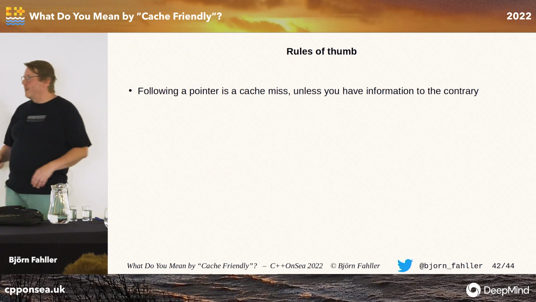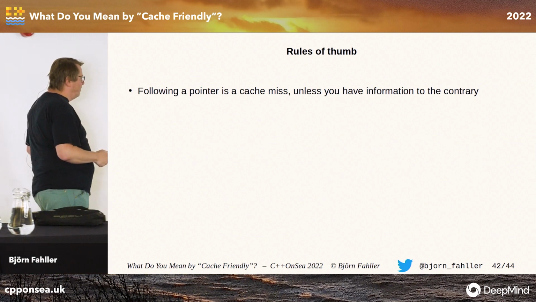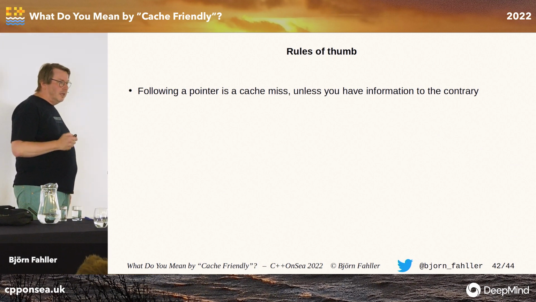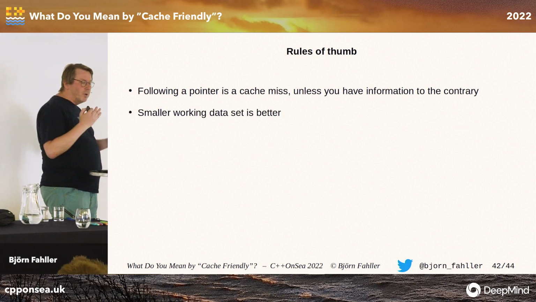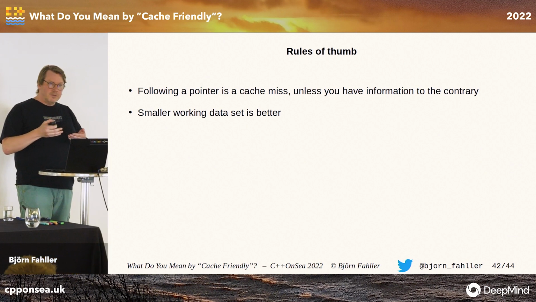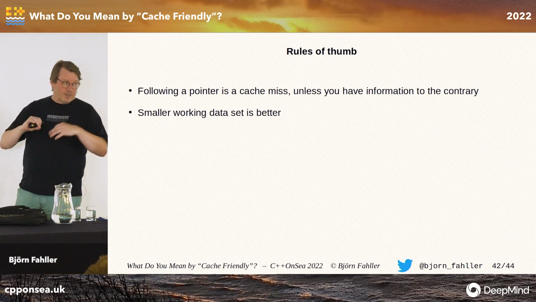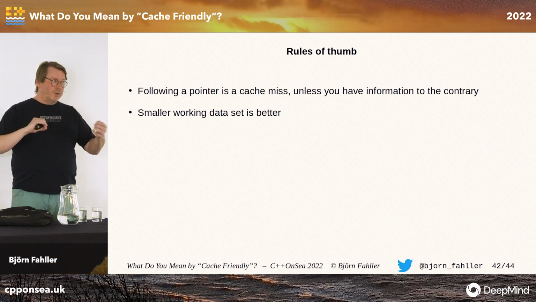So some rules of thumb. Following a pointer is a cache miss unless you have information to the contrary. A smaller working set is better. So splitting the data structure, like I did for the heap examples, gives you better performance.